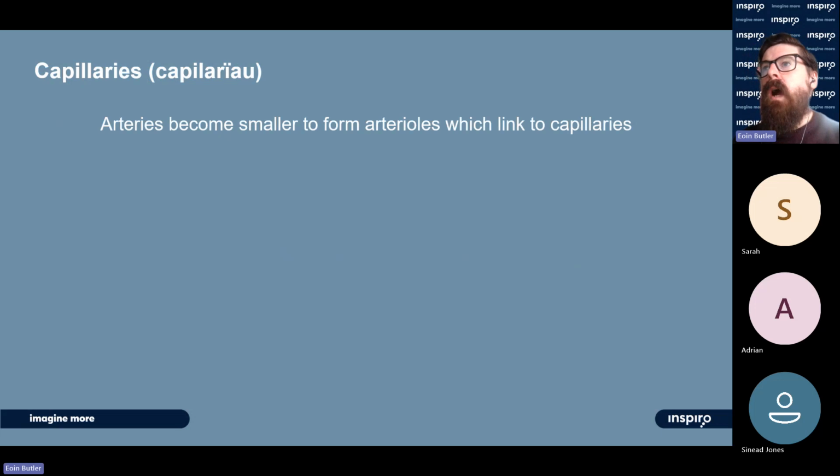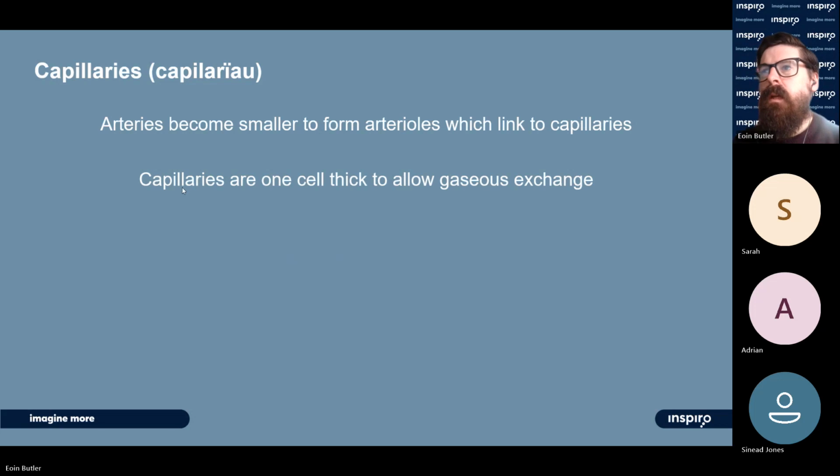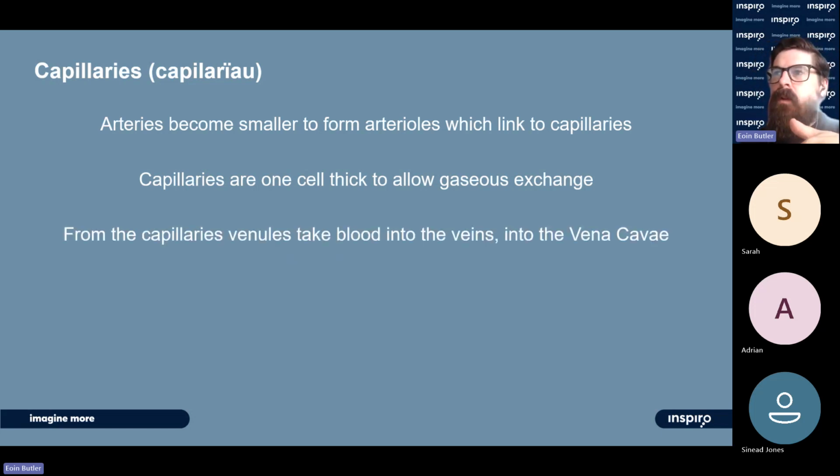Capillaries. So arteries become smaller to form arterioles, which link to capillaries. Capillaries are one cell thick and allow gaseous exchange to take place. So within the systems and organs and muscles of the body, we exchange our gas. Oxygen will jump from the capillary into the system or the muscle of the body, and then our waste product, carbon dioxide, will jump from the system or organ of the body into the capillaries. Then from those capillaries, venules will take blood into the veins and then into the vena cava to start the process all over again of the flow of blood around the body.